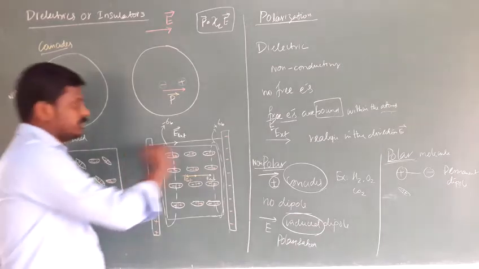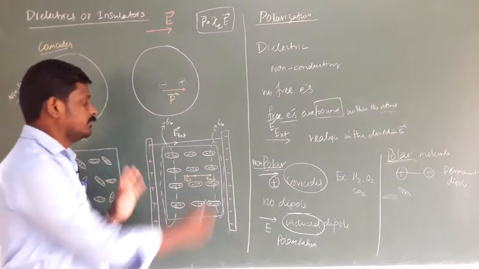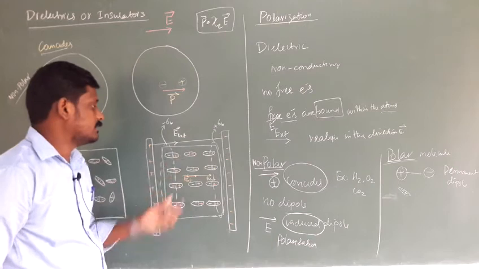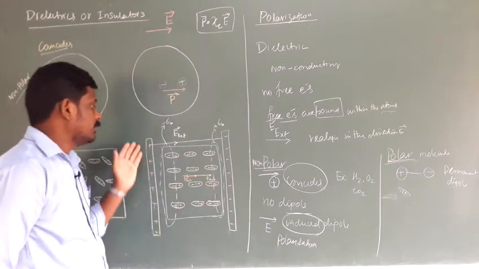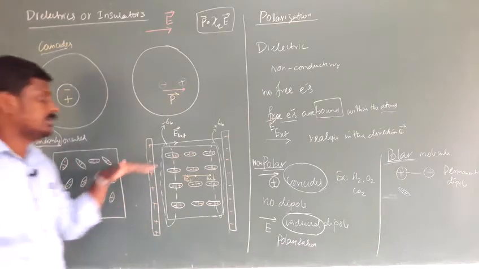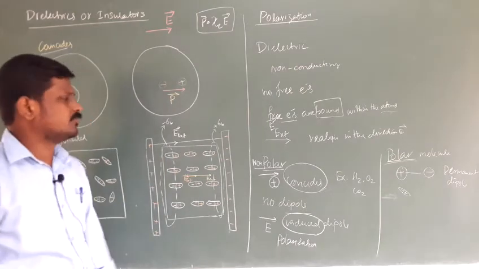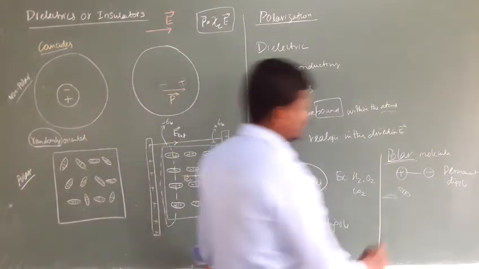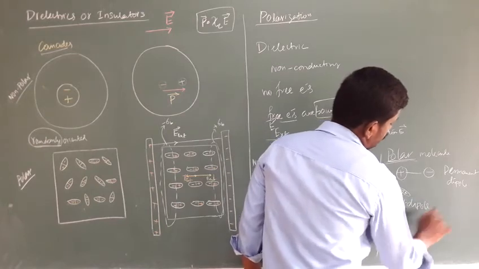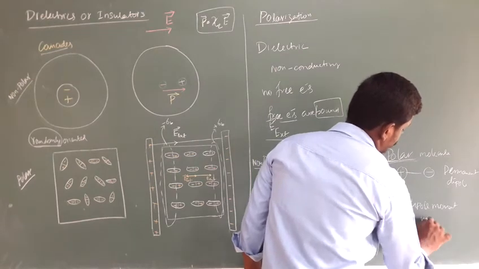If you apply an electric field, say we place a dielectric between two parallel plates, the dipoles inside the dielectric are present. By applying the electric field, the randomly oriented dipoles align in the direction of the electric field. So it is polarizing, and a net dipole moment is induced.